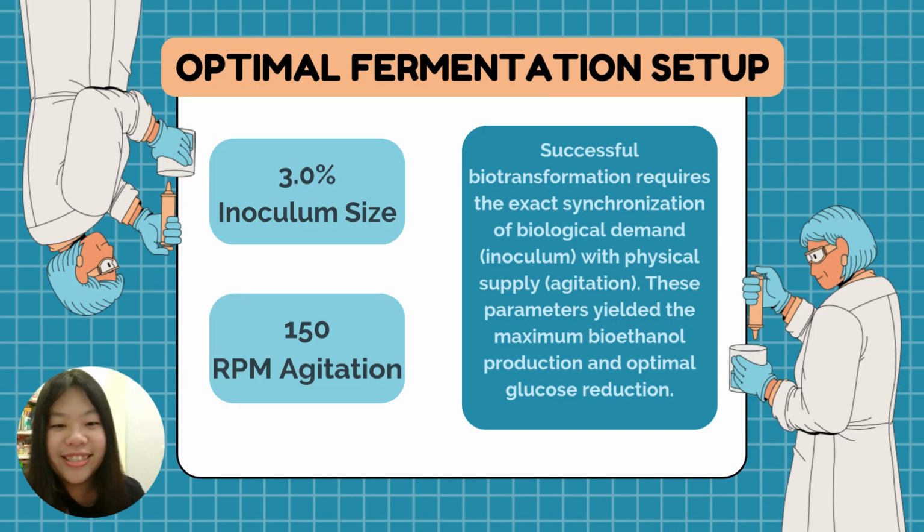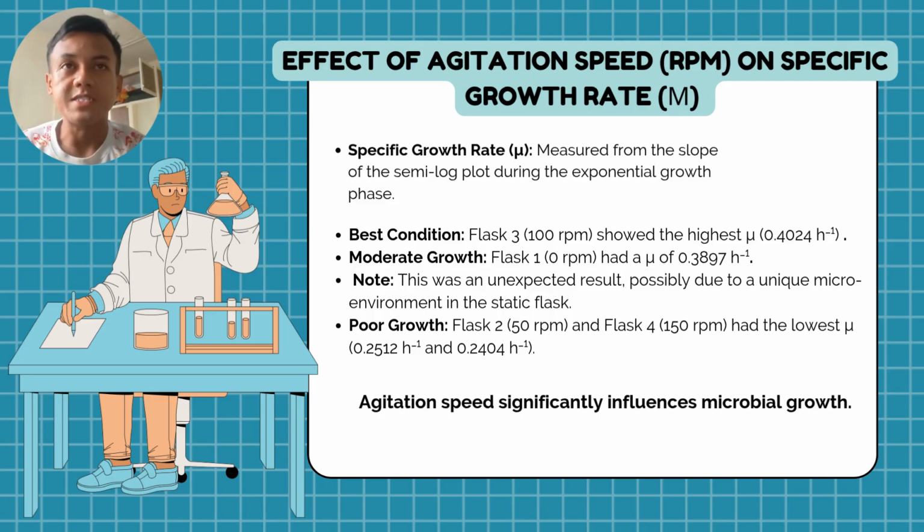Thank you. So I will talk about the effect of agitation speed on the specific growth rate. Specific growth rate is measured from the slope of the semi-log plot during the exponential growth phase. The base condition, flask 3, which is 100 rpm, shows the highest growth rate, which is 0.4, and the moderate growth, flask 1, 0 rpm, had a growth rate of 0.3.